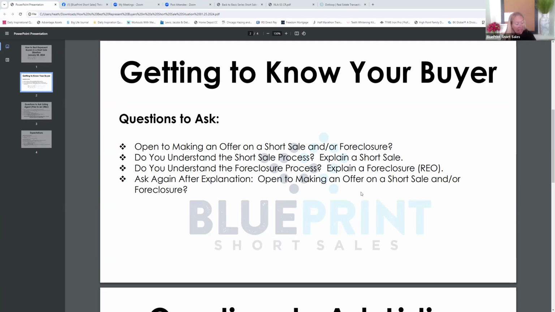Okay. Any questions on that particular side in the original consultation and the questions that you need to ask the buyers up front? Any questions on that?